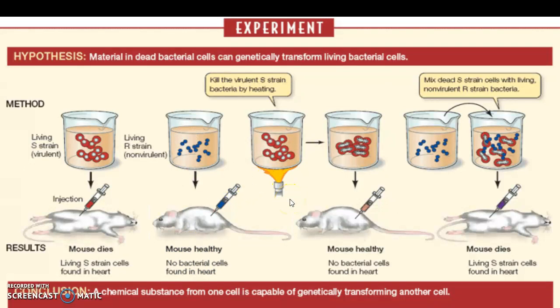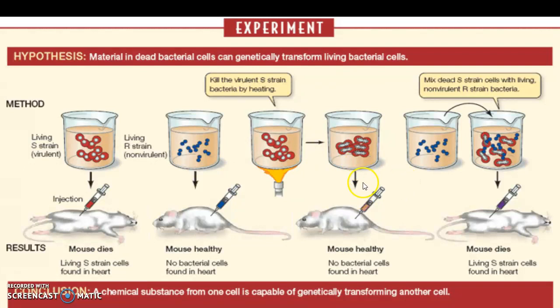So his experiment involved heating up these bad S strain cells, so basically killing them. And then he took these dead S strain cells and put them in the mouse to see if they would still kill it, and no, they didn't. So the mouse stayed healthy. He was alive. Tested his blood later, didn't find any bacteria, as expected, because it's dead.